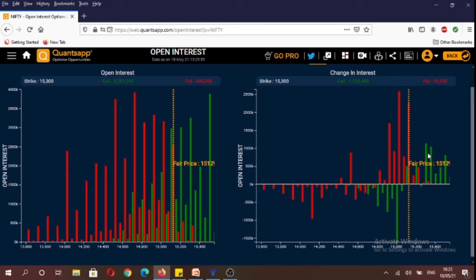So for the near term, the range for Nifty has support at 14,900, followed by resistance at 15,300 level, with the option max pain level currently at 15,000 level, in between the extremes.